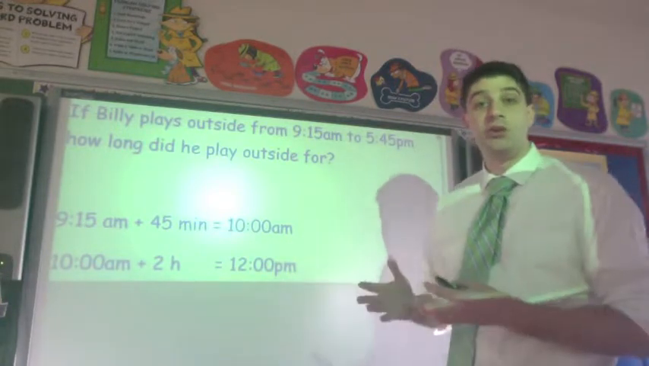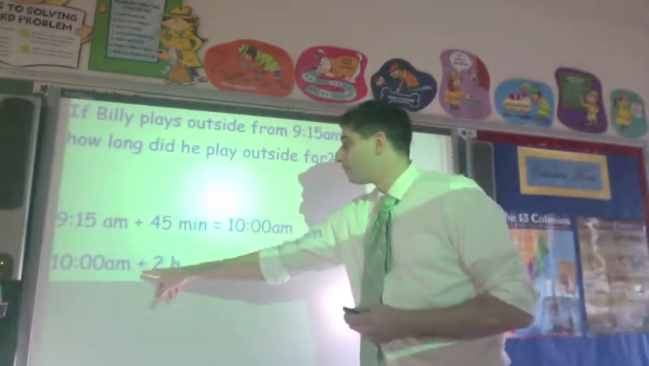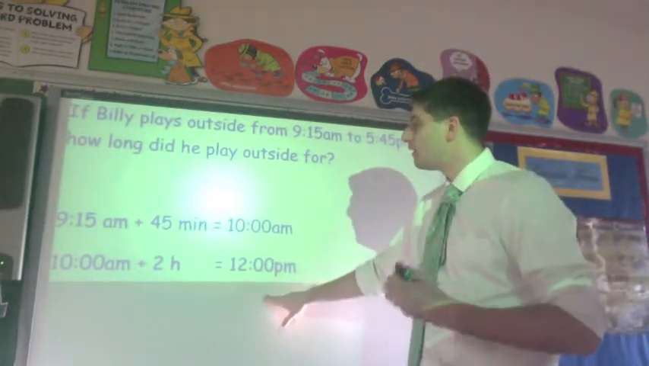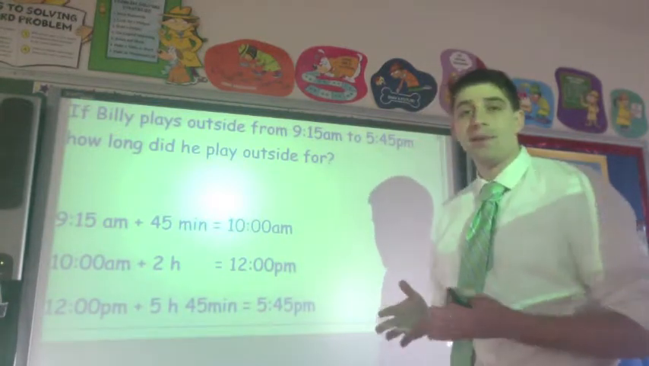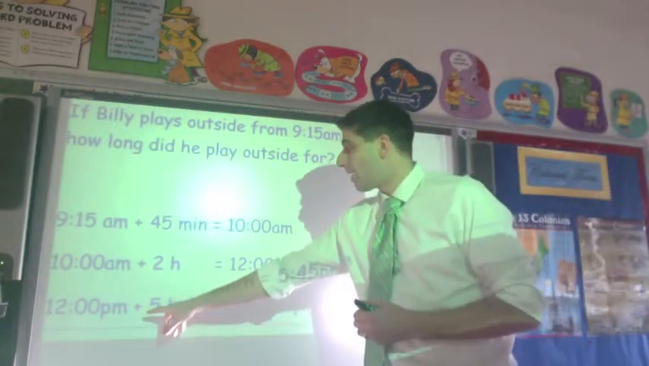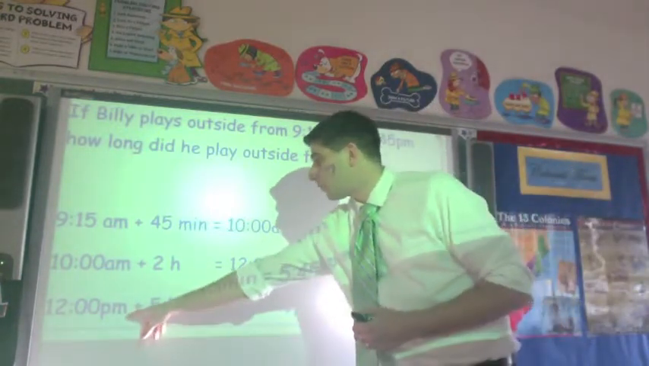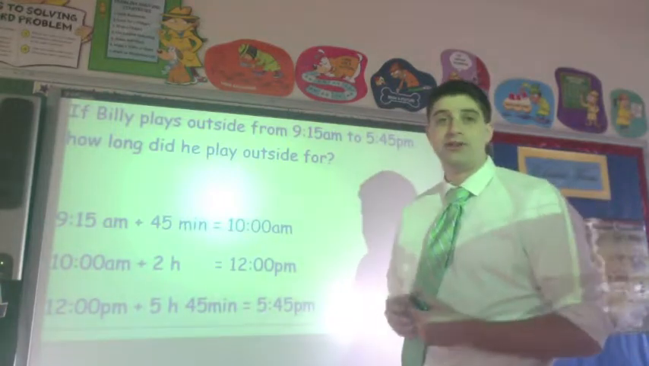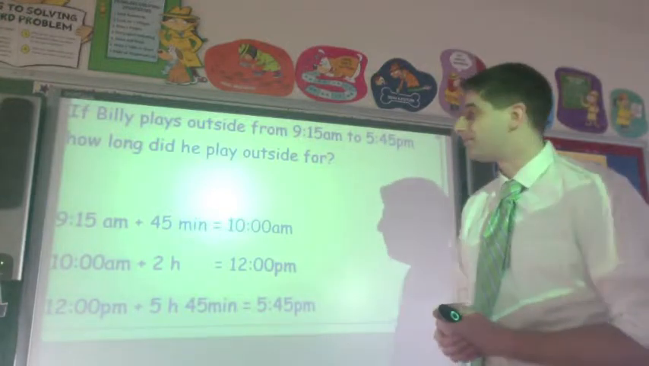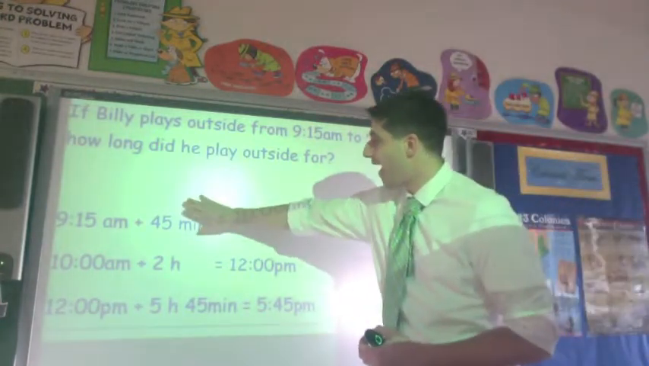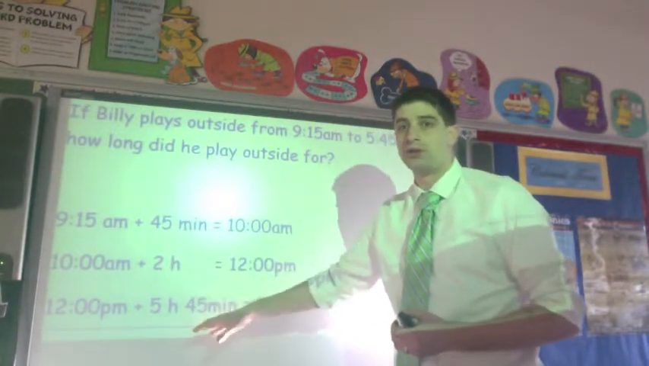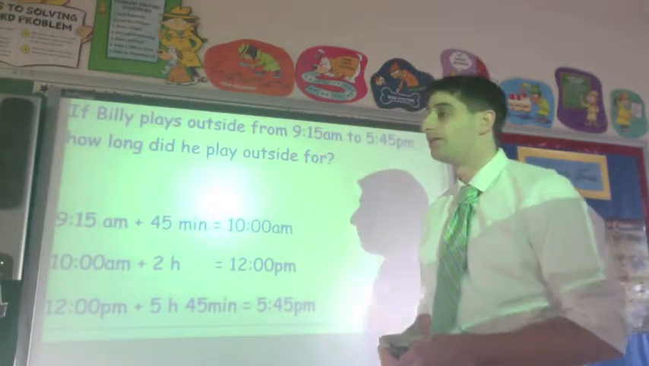Now, I want to get to noon. So 10 a.m. plus 2 hours will get me to 12 p.m., or noon. Now I'm at 12 p.m. and I want to get to my ending time, 5:45 rather. So I'm going to add 5 hours and 45 minutes to 12 p.m. and that gets me 5:45 p.m. So now what I want to do is add up everything to the right of the addition sign, my 45 minutes, my 2 hours, and my 5 hours and 45 minutes.